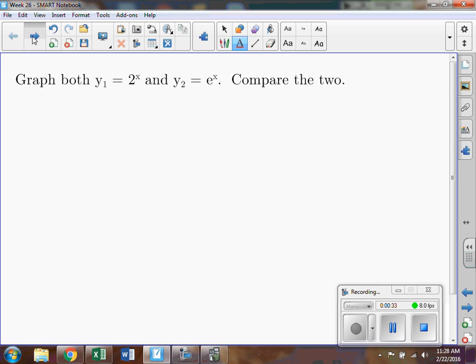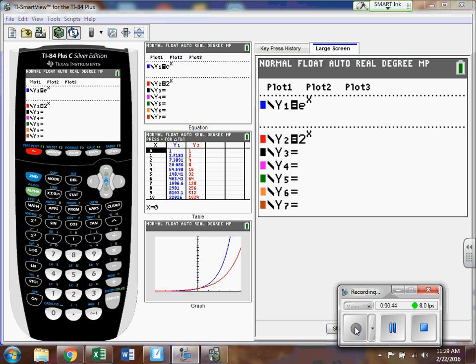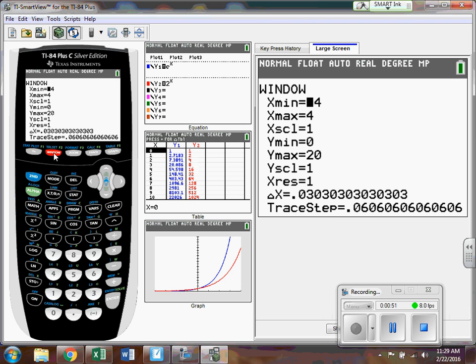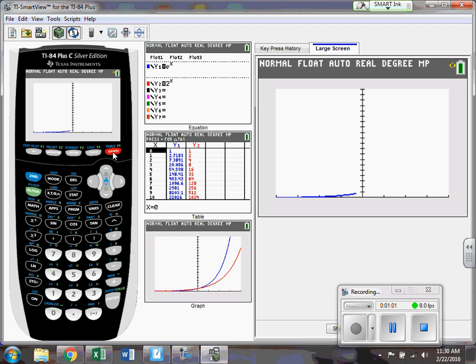Thus, let's start here. Get your calculator and graph y equals 2 to the x, and also graph y equals e to the x. A couple of observations we need to make. Here I have e to the x and 2 to the x. The window I've chosen to use goes from -4 to +4, and from 0 to 20 on the y scale. Thus, when we graph them, here in the blue is e to the x. Here in the red, we have 2 to the x.